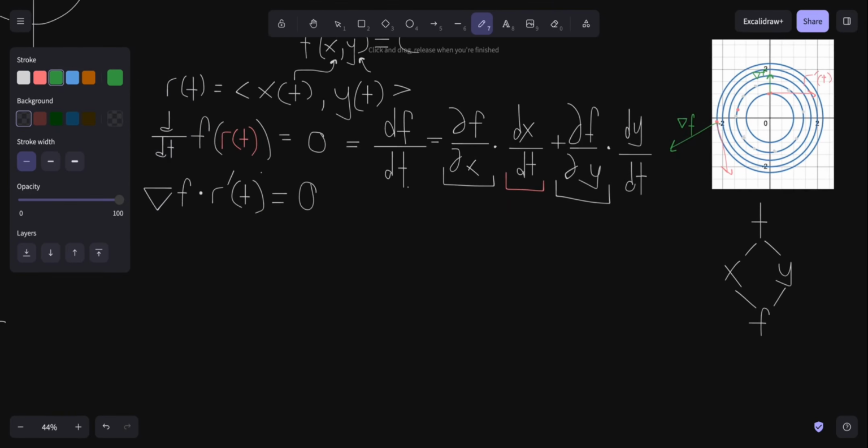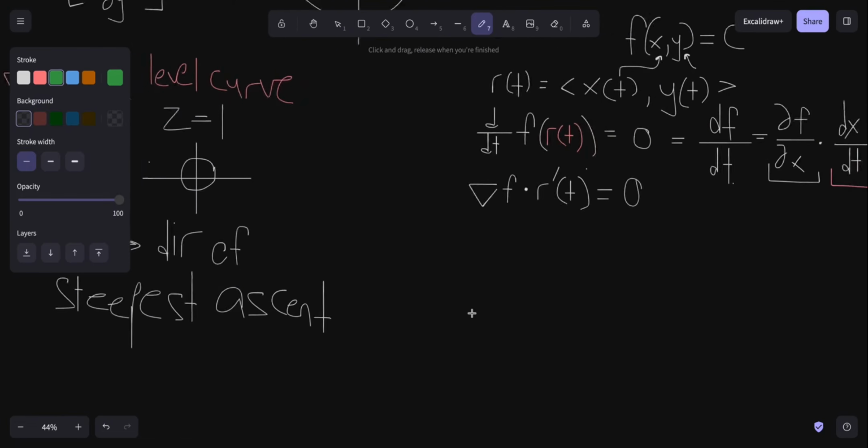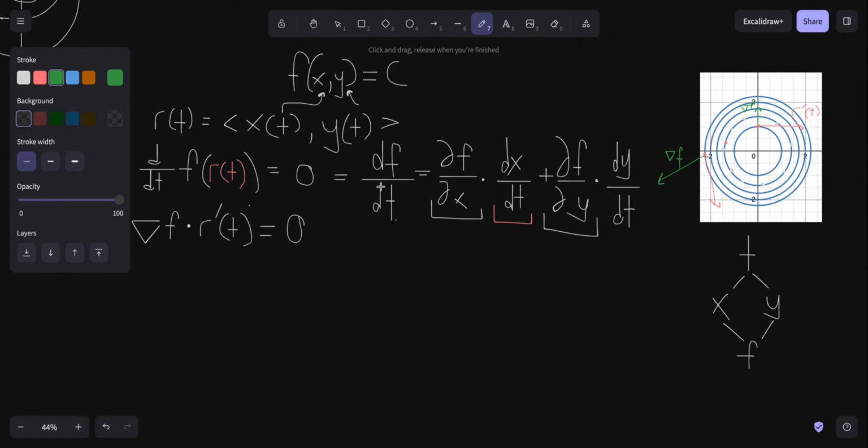And before we get to the proof of the second property, which says that the gradient is the direction of steepest ascent, I'm going to show you how this is very useful, how the multivariable chain rule of expressing df dt is useful.